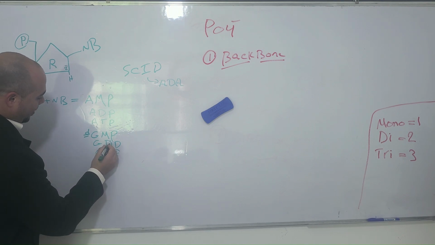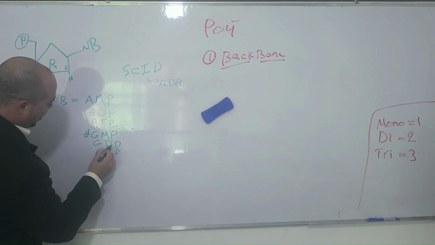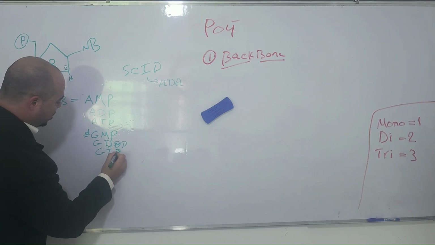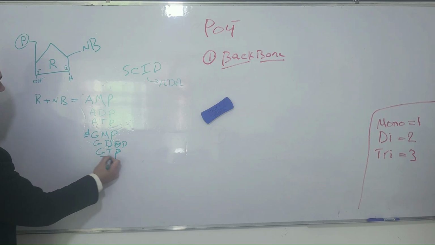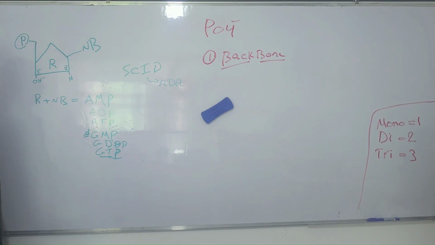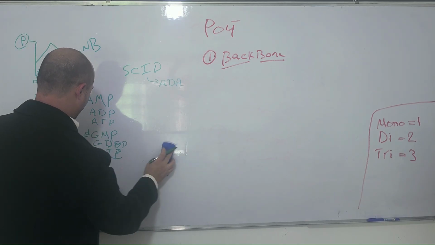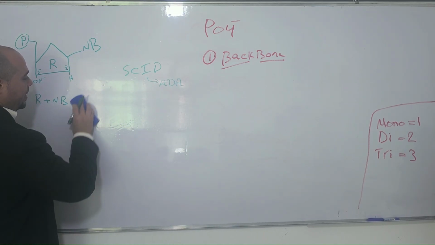Again, guanosine diphosphate, and if it has 3 phosphates, it's GTP. You're going to see GTP a lot, especially when we talk about how the cells signal, the intracellular signaling mechanisms, right? So that's the AMP and the GTP.